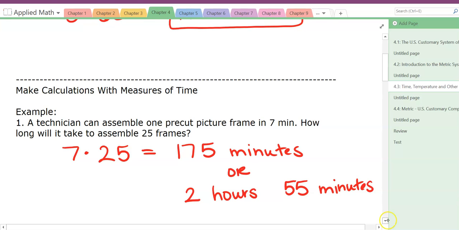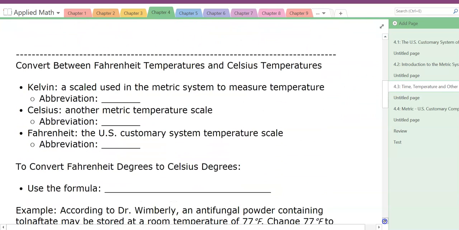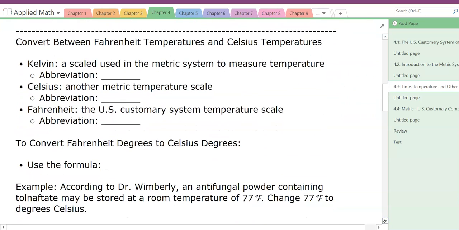Now, temperature. Just like our US system is a little bit different than the metric system, there are some places that like to measure temperature in Celsius instead of Fahrenheit. Those are the two main ones. We also do have Kelvin. Kelvin is used a lot in the science world when you're measuring the temperature of certain elements out there.